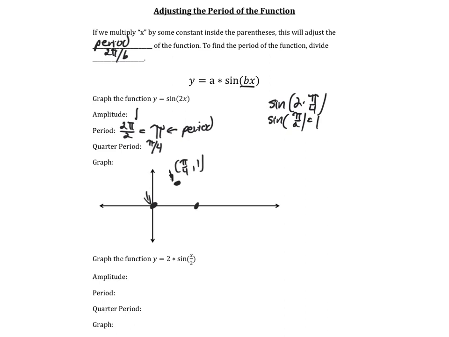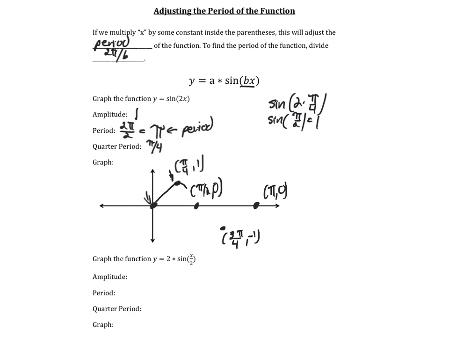And then if you remember, after the max, we went back to an intercept point. So this point here, if I'm counting by quarter periods, is pi over 2, comma 0. Again, if you don't believe me, plug it in, and you'll see you'll get 0. If I count over another quarter period, my point would be 3 pi over 4, comma negative 1, and if you count over another quarter period, you get pi, comma 0.